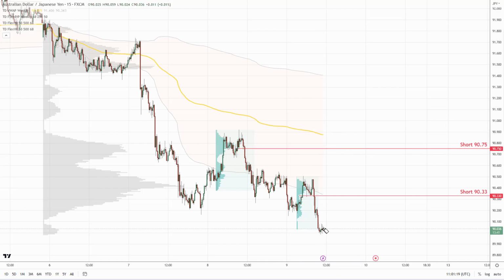Ideal scenario is wait for a first pullback, take it from there, and then wait for another pullback and trade from there. So that's about my take on the Australian dollar, Japanese yen.